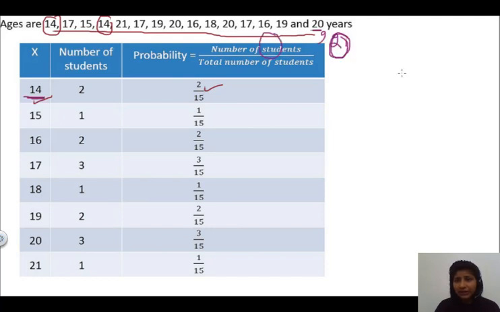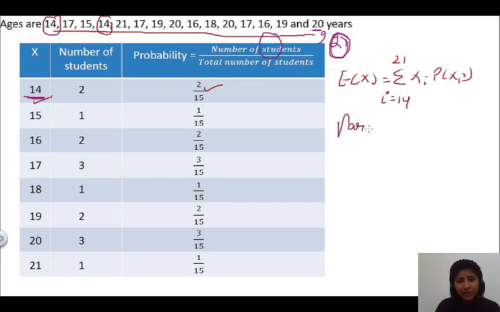As you know the formula, again I am discussing it. What to do? Xi into P of Xi. You know your all Xi starting from 14 to 21. You just have to multiply 14 with 2 by 15 plus 15 into 1 by 15 plus 16 into 2 by 15, and you're going to get your mean. I starts from 14 to 21 here.